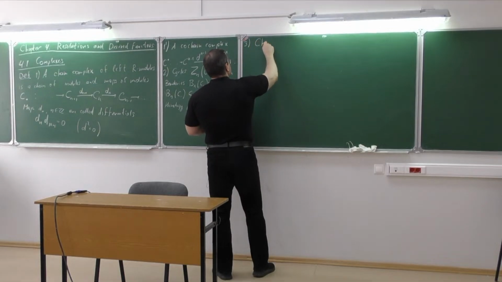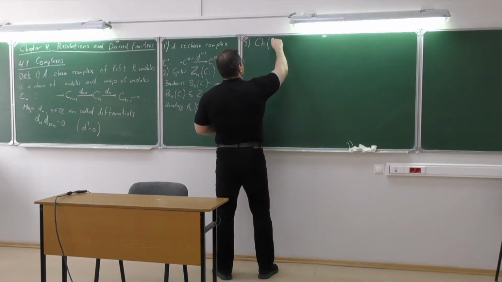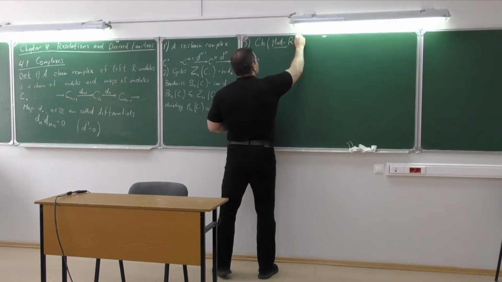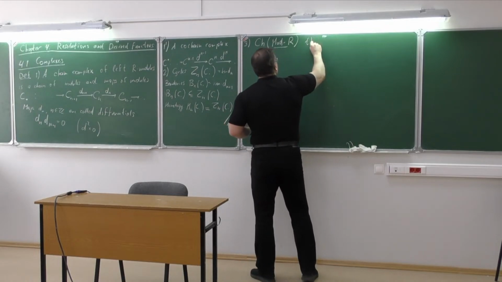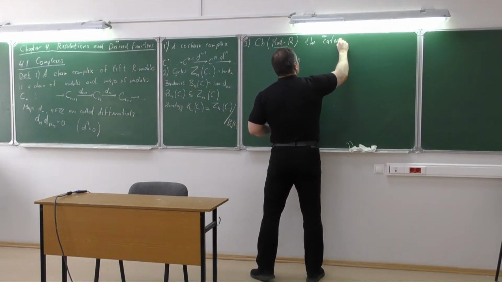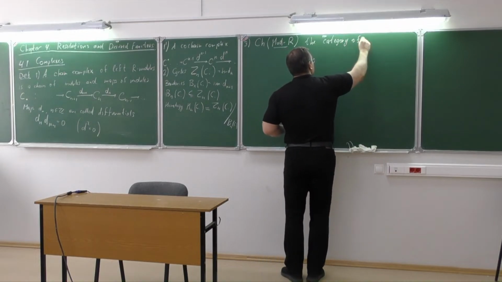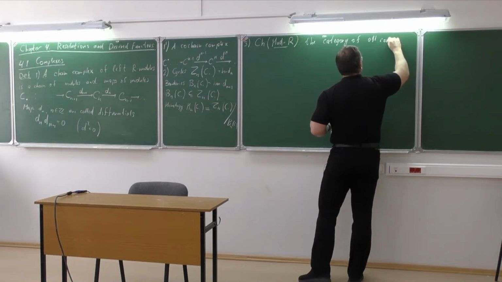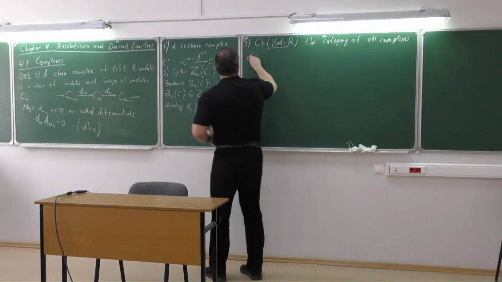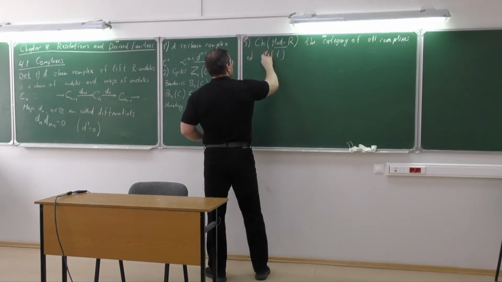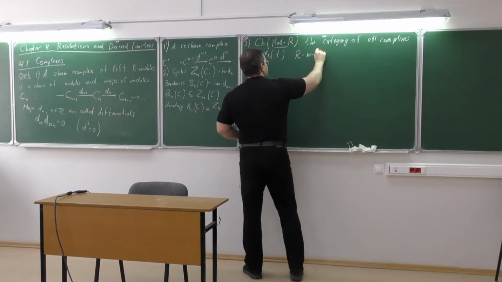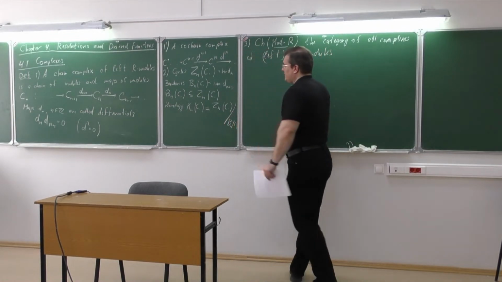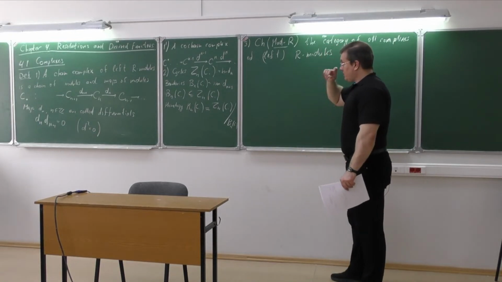So chain CH, well, since I work with the left modulus, I need to write something like mod R. Right, so this is the category of all complexes, or in this case, left R modules. But as I was mentioning in the beginning, it's not necessary to work with the left complex.